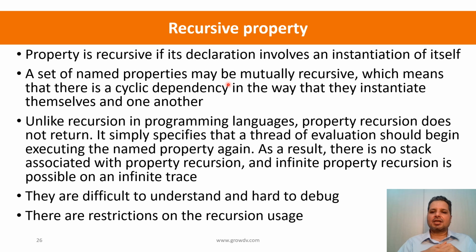Whereas when you look at recursion in the context of properties, there is no real return. It simply specifies that a thread of evaluation should begin executing whatever named property you are starting off. There is no stack associated with property recursion, and infinite property recursion is possible because the previous threads would either be satisfied or failing. So you can continue doing infinite recursion because you are not storing anything in the stack. But as we know, even in procedural programming, recursion is not an everyday programming pattern. It is generally considered hard to maintain and debug, and there are additional restrictions on the usage of recursion in properties. But we will look at one simple, practical use case where we can use recursion.